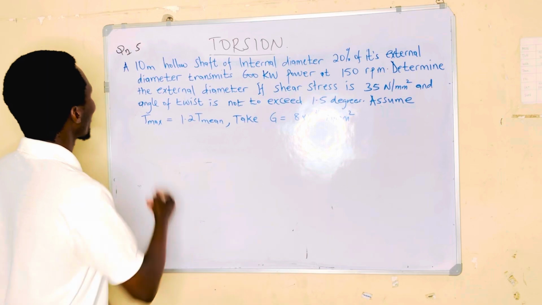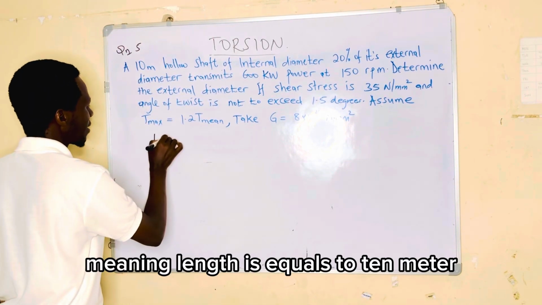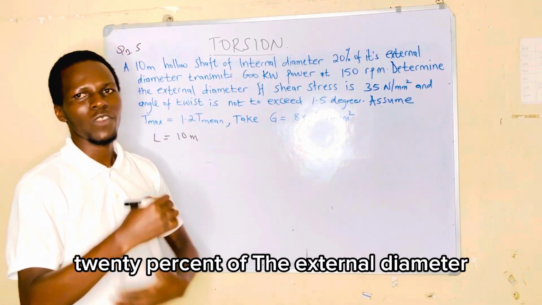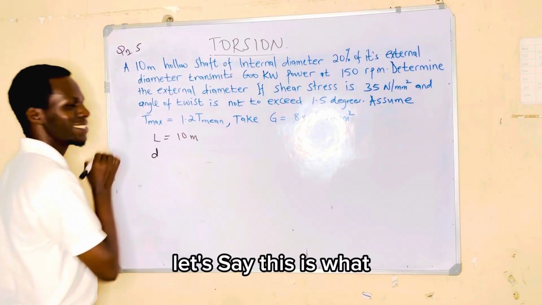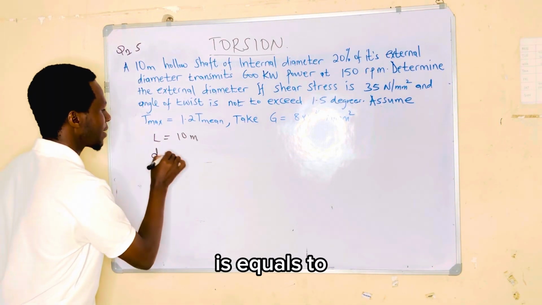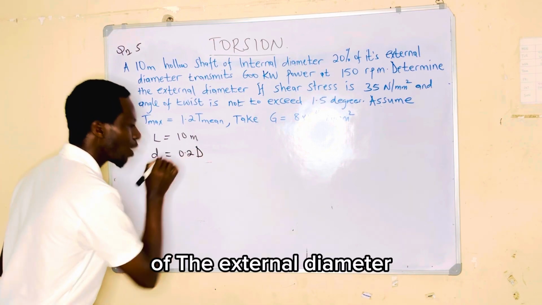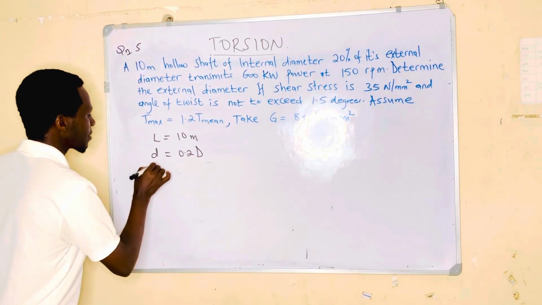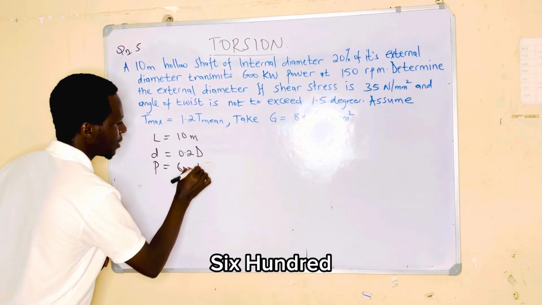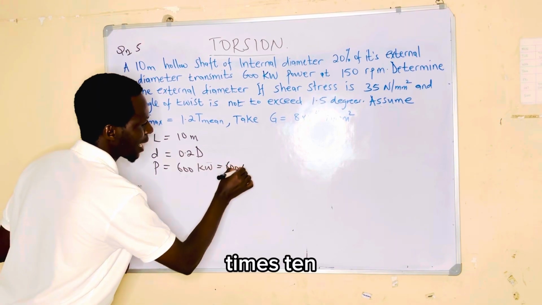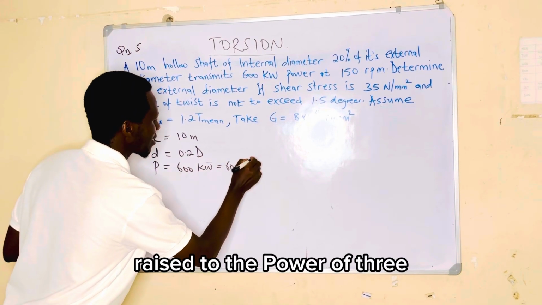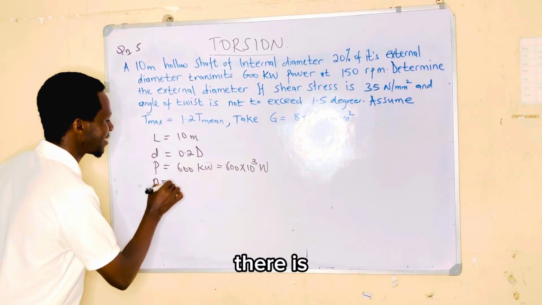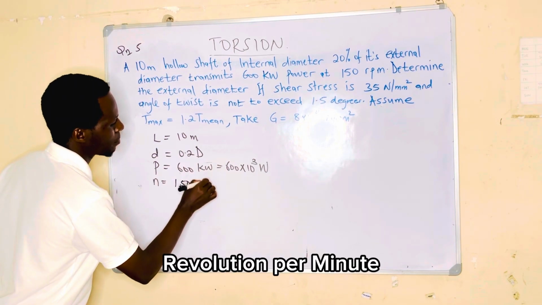Now the question says a 10 meter hollow shaft, meaning length is equal to 10 meters, of internal diameter 20% of the external diameter, meaning that internal diameter is equal to 0.2 of the external diameter. If my external diameter is capital D, it transmits a power of 600 kilowatts, so P is equal to 600 kilowatts, which is 600 times 10 raised to the power 3 watts, at 150 revolutions per minute.